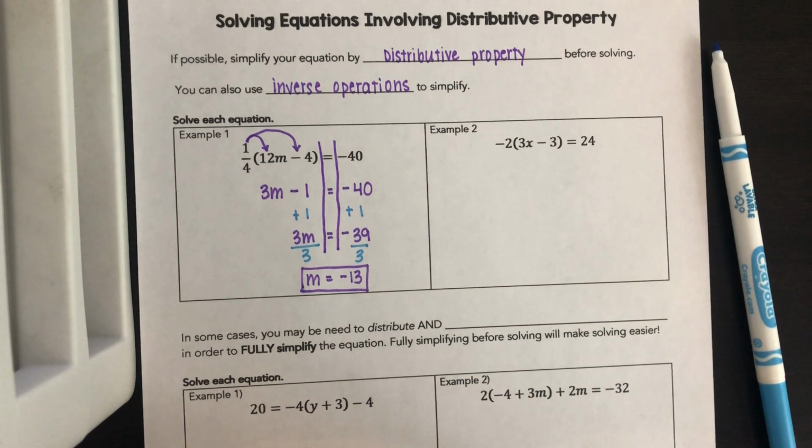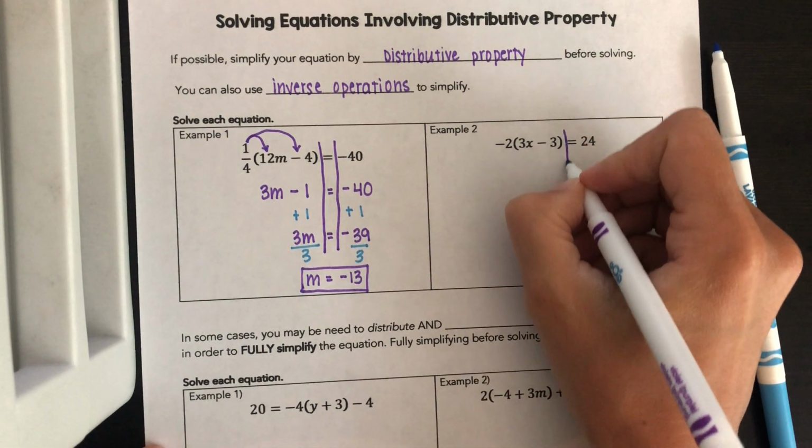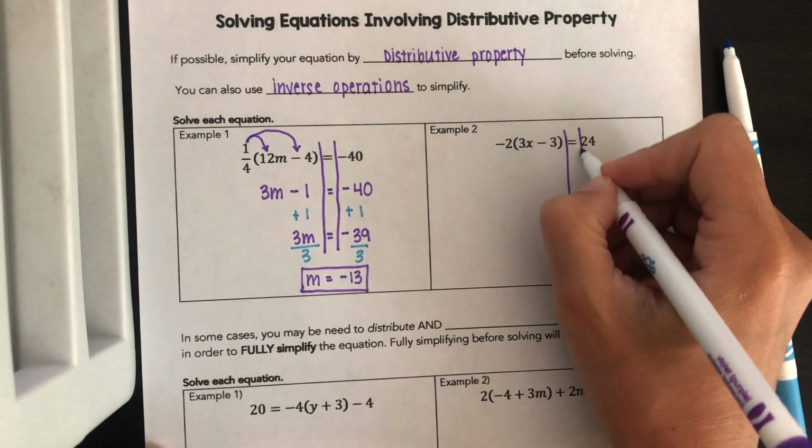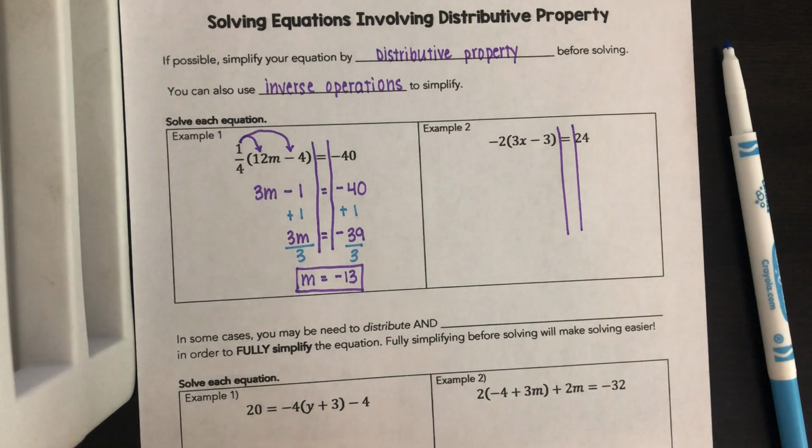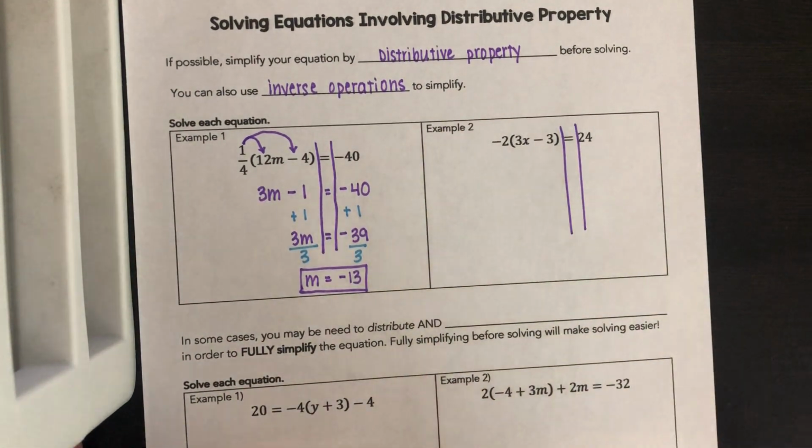In our second example, I'm going to show you a different method, and that's using inverse operations to simplify. But I'm still going to start by drawing those lines around my equal sign. That tells me that I can't combine anything that's not on the same side of the equation. But I can use inverse operations, where we use the idea of doing the same thing to both sides of the equation to solve.